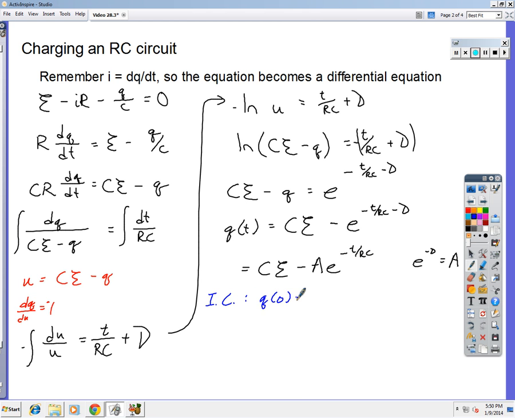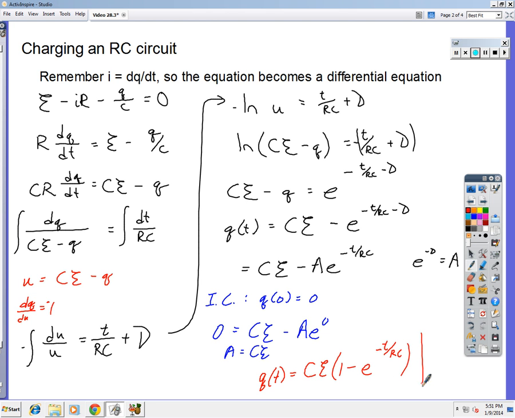At time equals 0, Q is equal to 0 as well. So 0 equals C times EMF minus A, and now this is e to the 0 power. e to the 0 is 1. This tells us that A is equal to C times EMF, and as an end result, Q as a function of time is equal to capacitance times EMF times the quantity 1 minus e to the negative t over RC. That is our result.